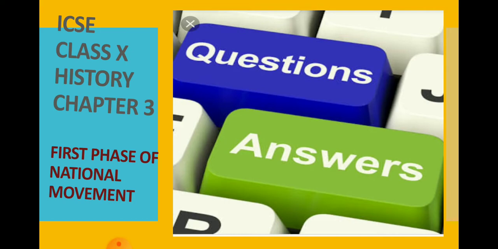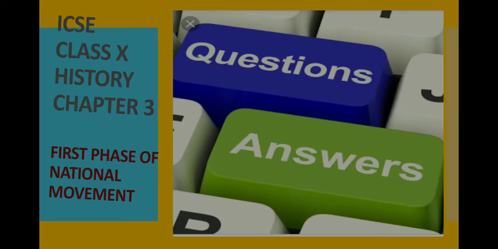Some questions in the exercise are not related to the prescribed syllabus, but its answers are given in a different color. So those answers given in the different color are to be avoided, but the remaining answers you must write and learn. Now let's move to the questions and answers.